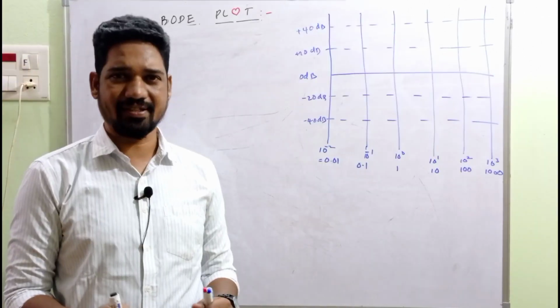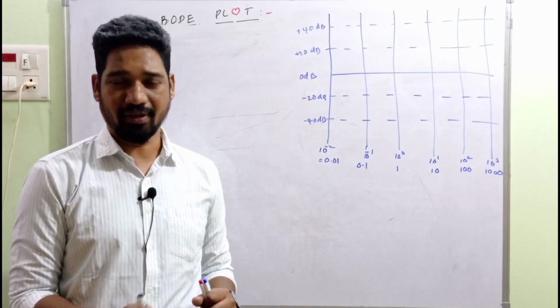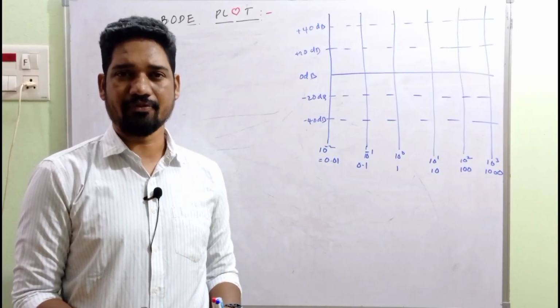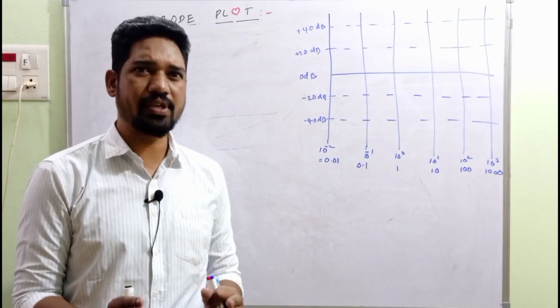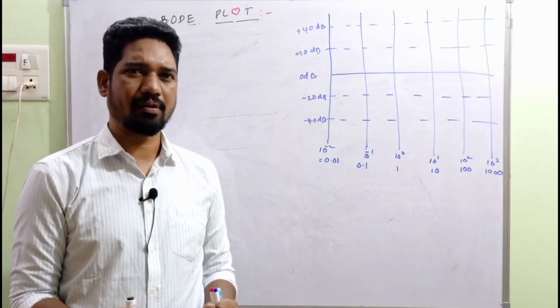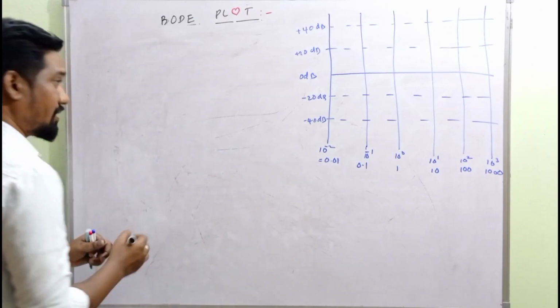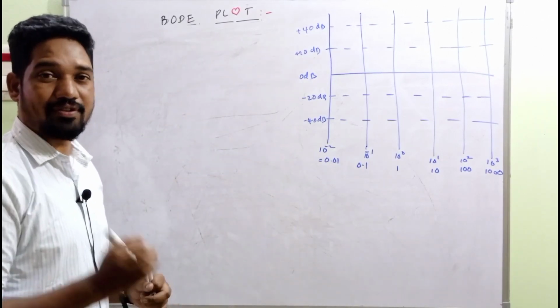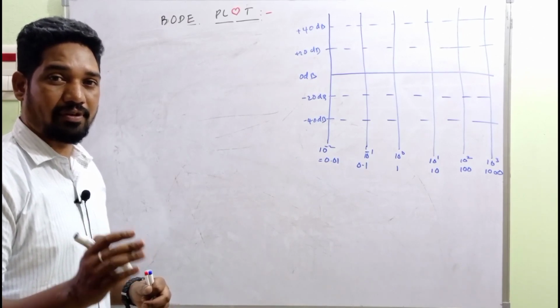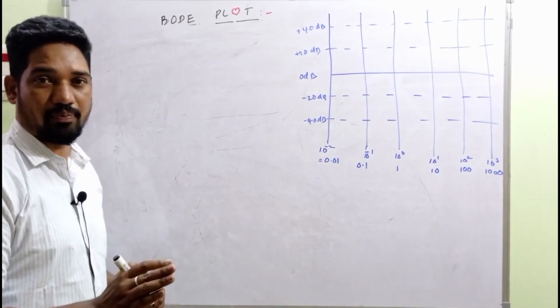Make a note, please. Guys, yet another important factor you will come across while solving for Bode plot. It's confusing, and a beginner feels it's a bit tough. No, it isn't tough. It's the second order quadratic expression in the denominator. It's like this one.